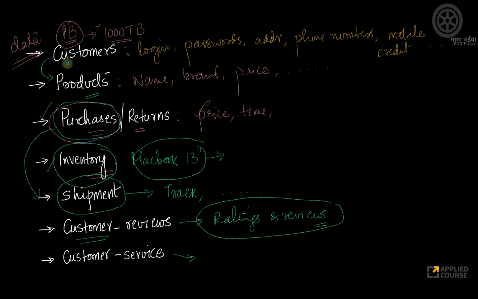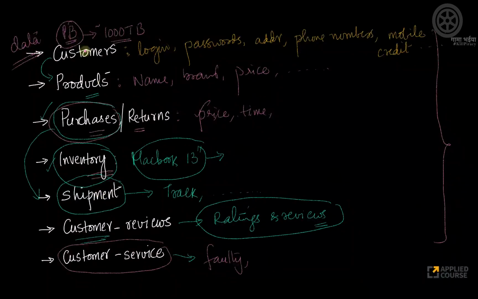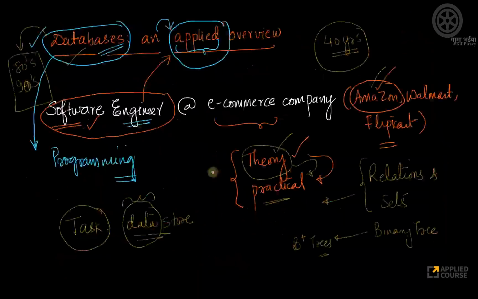Similarly, there will be a ton of customer service-related issues that Amazon also has to take care of. If a customer gets a faulty product, he'll raise an issue or call. Amazon has to take care of either refunding him or sending him a new product, if it's available. So there are a ton of things that Amazon has to do. Amazon literally stores petabytes of data, and when I said that our task is to design the data store, the task is humongous.